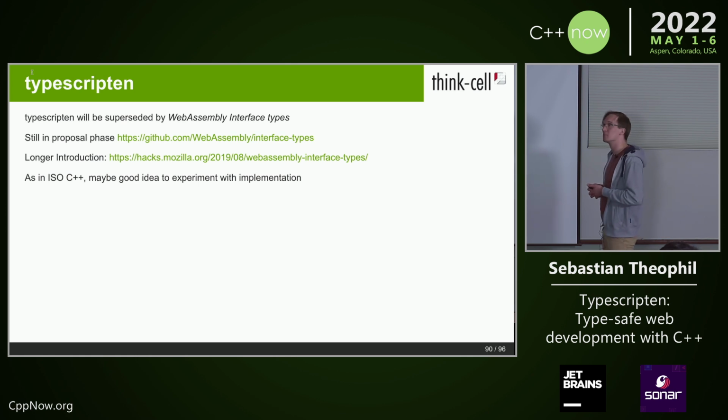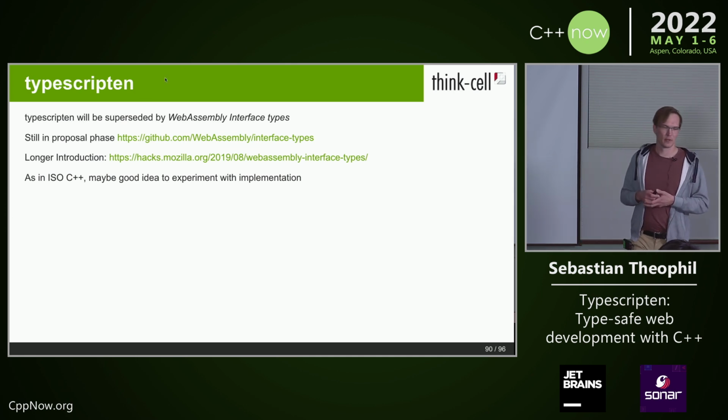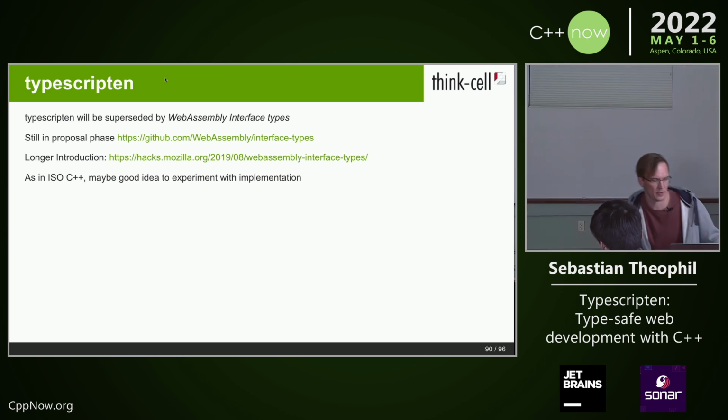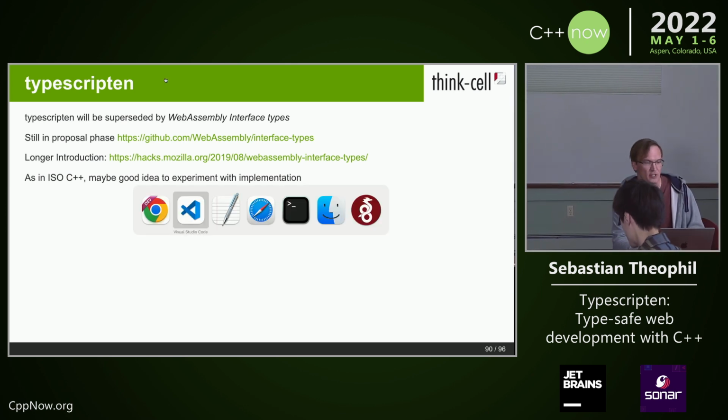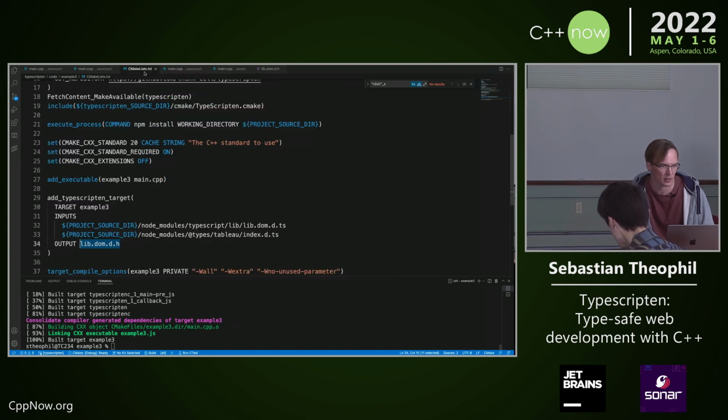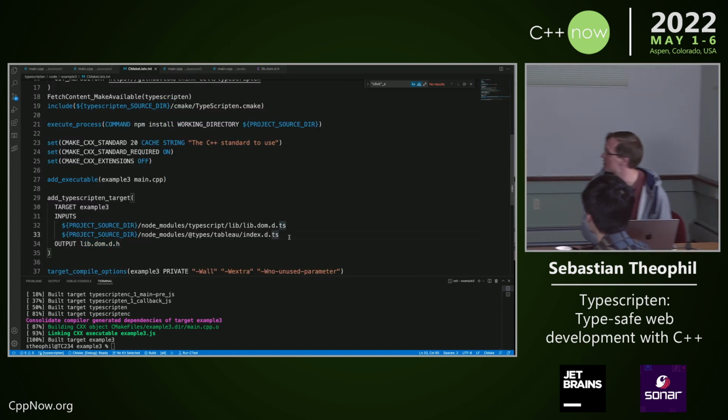So for the last image, the Tableau set of widgets for Hamilton, I didn't see you importing in the C++ code anything other than the regular JavaScript DOM.h. It wasn't in the C++. That's why I showed the CMake.